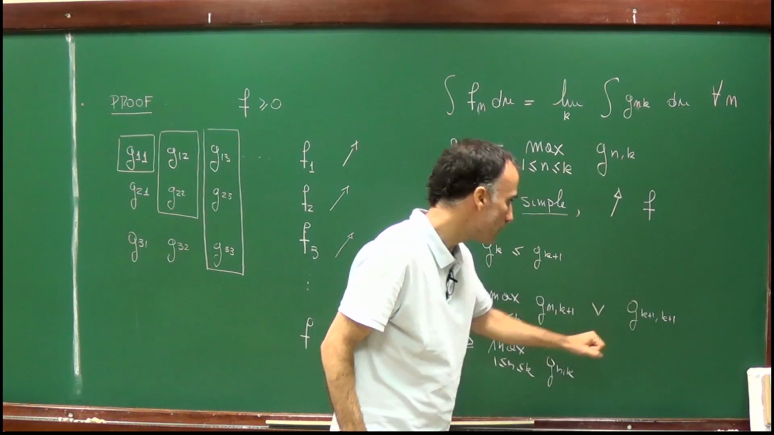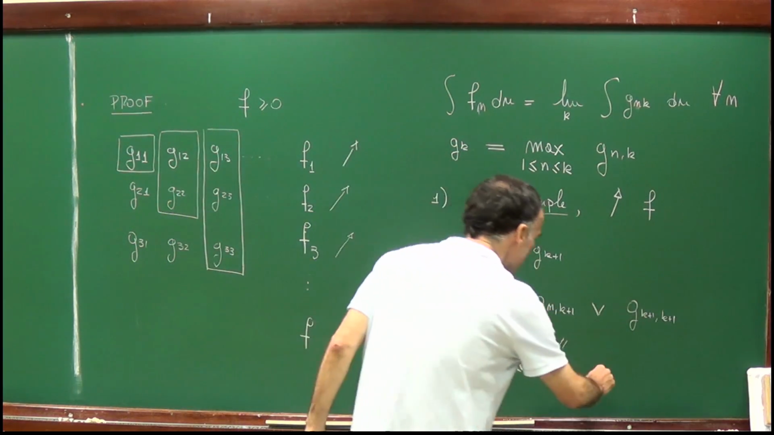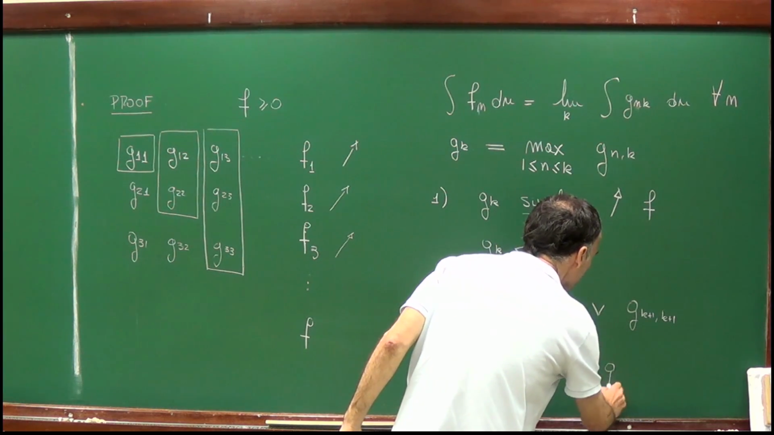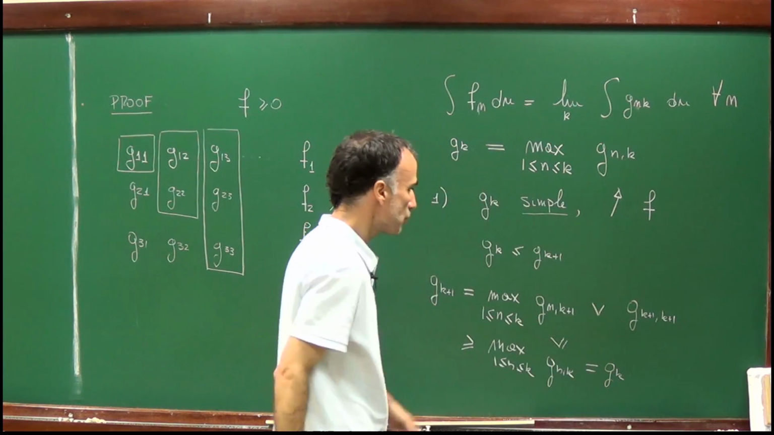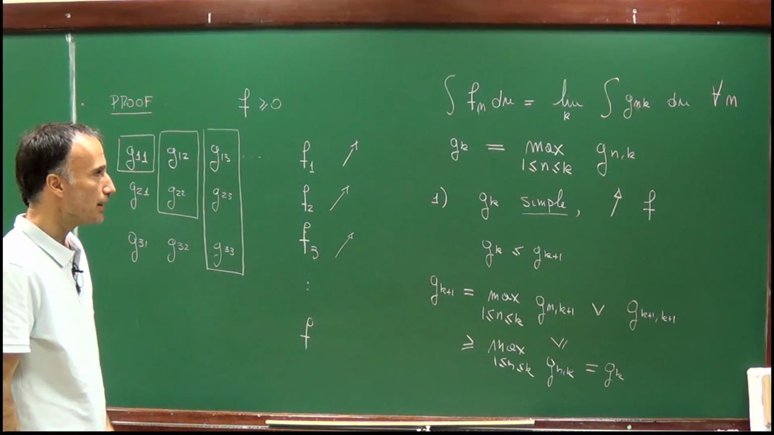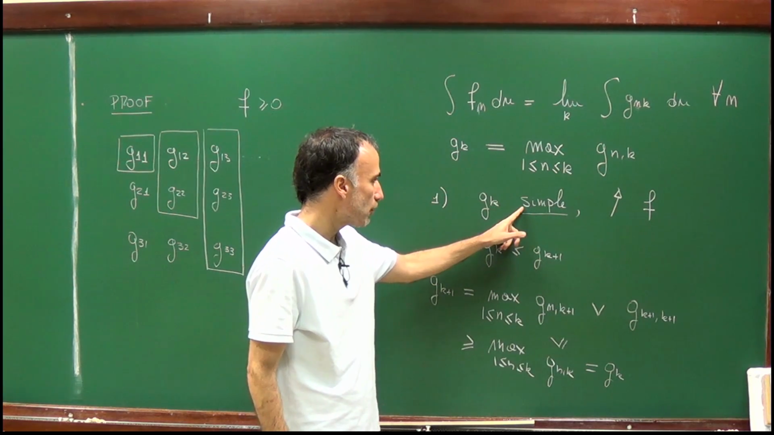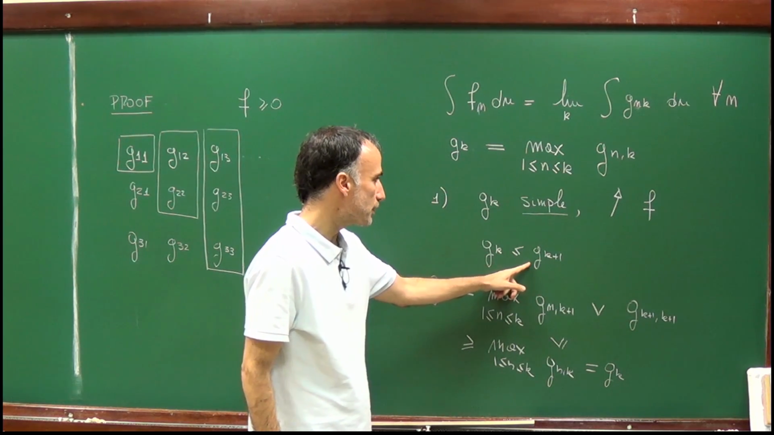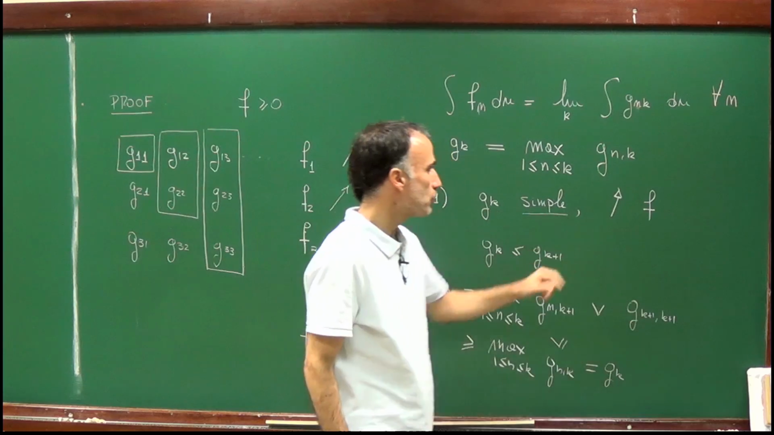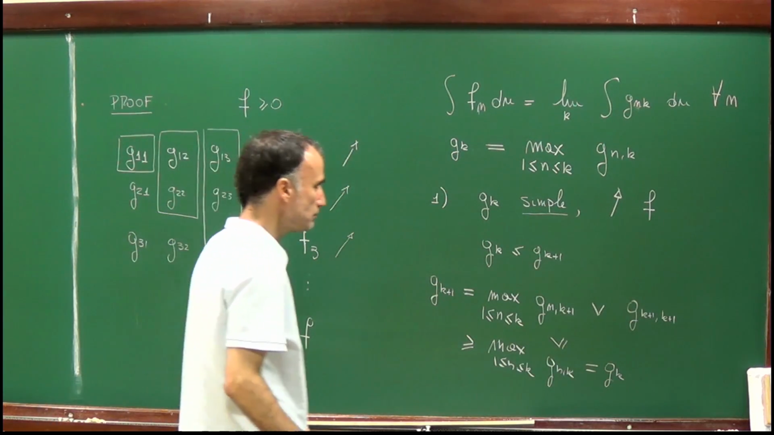And of course, I can just ignore the last term. And this is exactly the definition of g_k. So this shows that indeed the sequence g_k is increasing. So it's a sequence of simple functions which are increasing. Now I want to show that it increases to the function f.